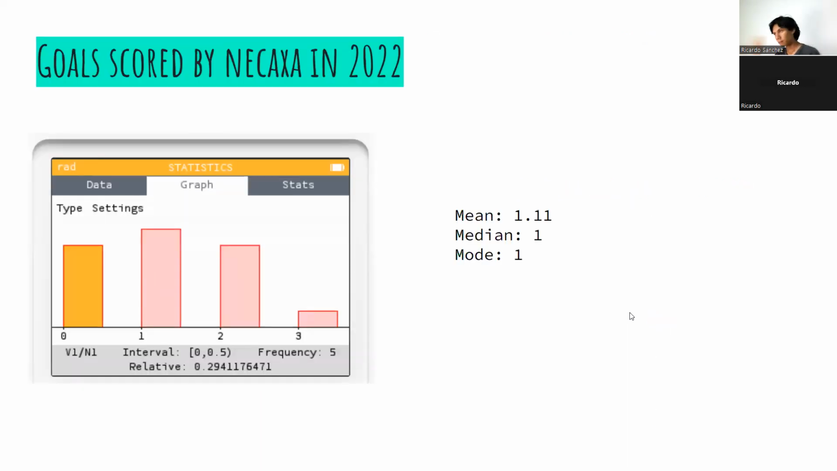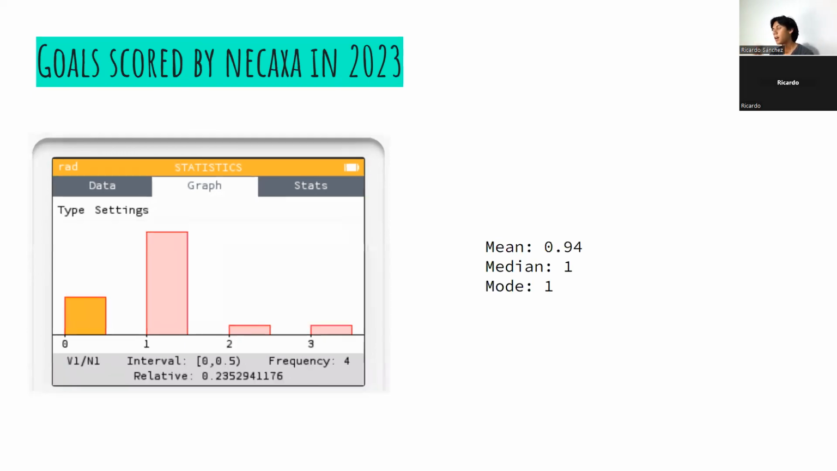Then our frequency graph. This is a column graph. It's kind of a histogram, but it has a gap between the values. Here we can see that the most frequent value is 1 because it's the biggest. Then the mean we know is 1.11 and the median is 1. And in 2023 we can see that the mode is the same, 1. The median is 1 and the mean we know is 0.94.